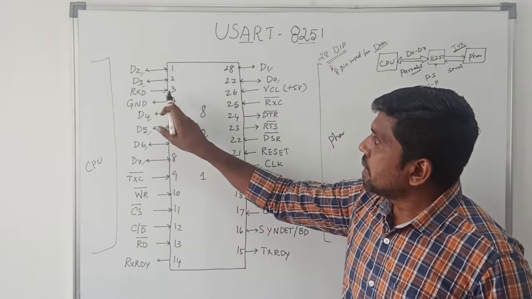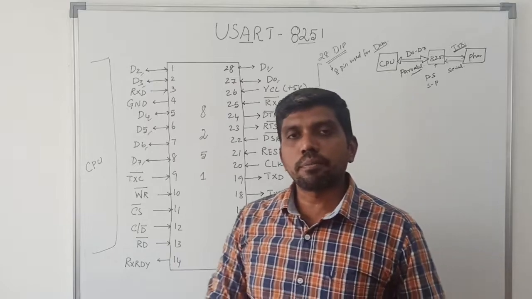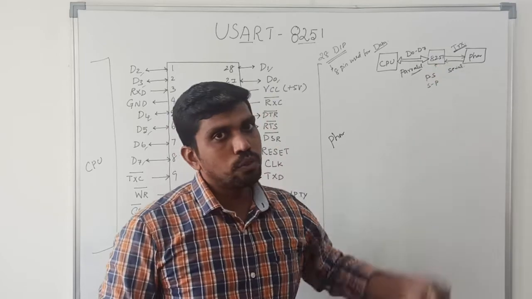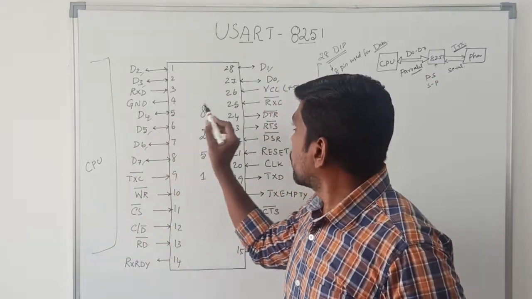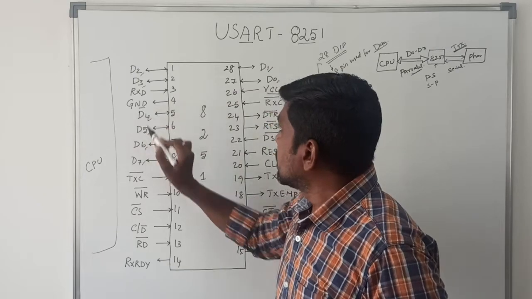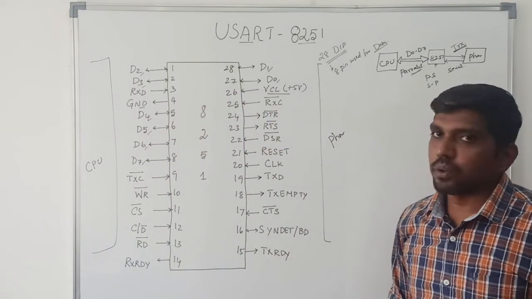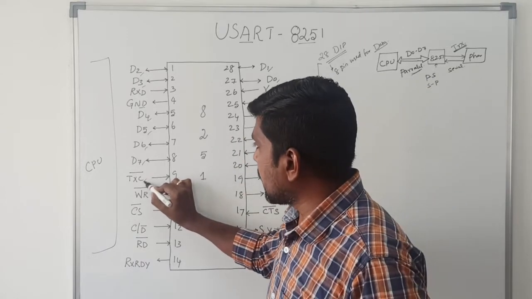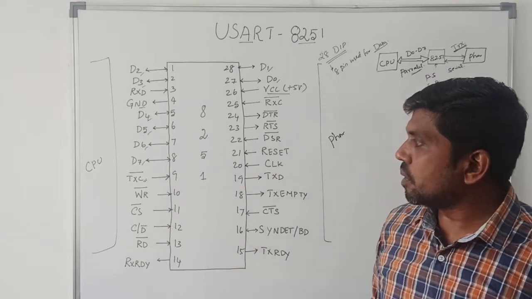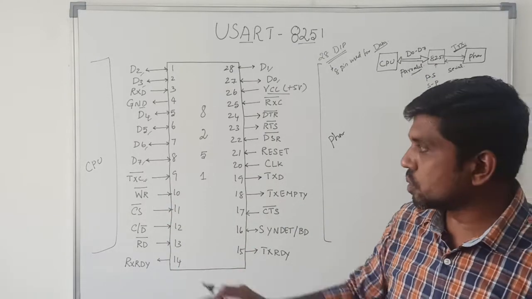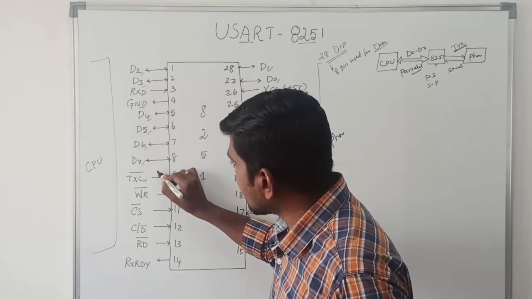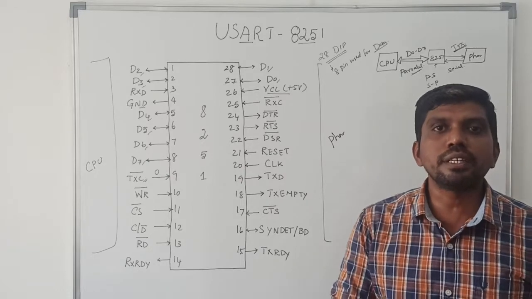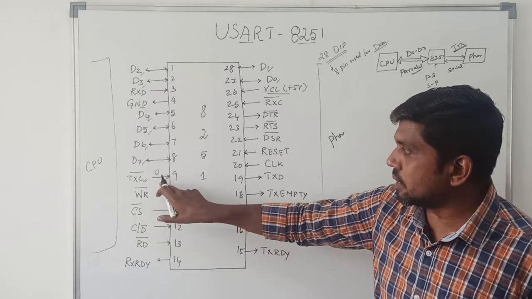Pin number 3 is RxD. RxD represents receive data, which receives data from peripheral devices to 8251. Then pin number 4 and pin number 26: these two pins are connected to the power supply. The operating voltage of 8251 is plus 5 volt. Pin number 9, TxC bar, is the transmitter clock signal. It is an input signal and it is active low. This pin is mainly used to decide the rate at which data is transferred.